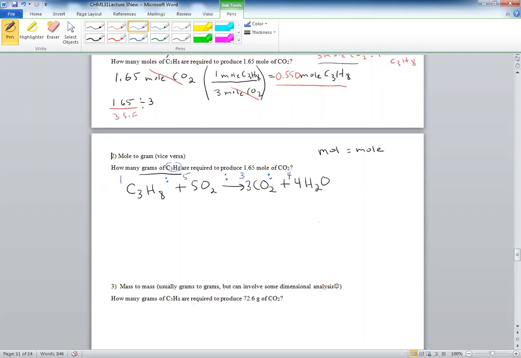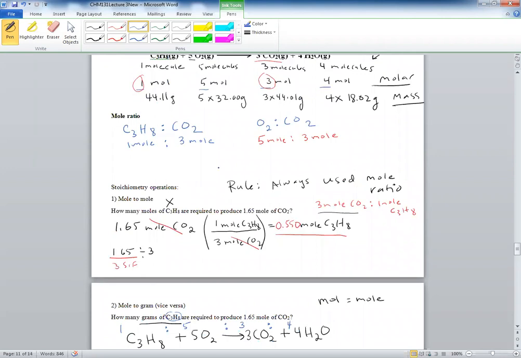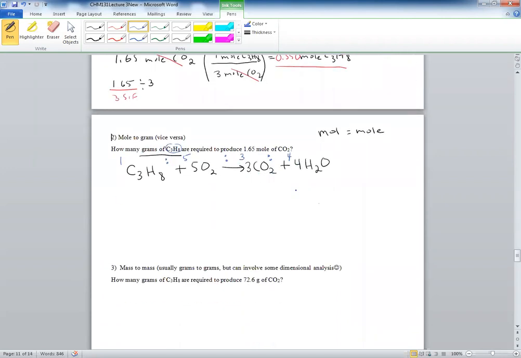Quickly, if I see the word grams of that substance, I will automatically do the same thing. The following thing is I will calculate the molar mass. So I will go and find the molar mass of C3H8. Now, this was done already right here. And that's 3 carbons, 8 hydrogens from the periodic table. That comes out to be 44.11 grams of C3H8, which is equal to 1 mole of C3H8.